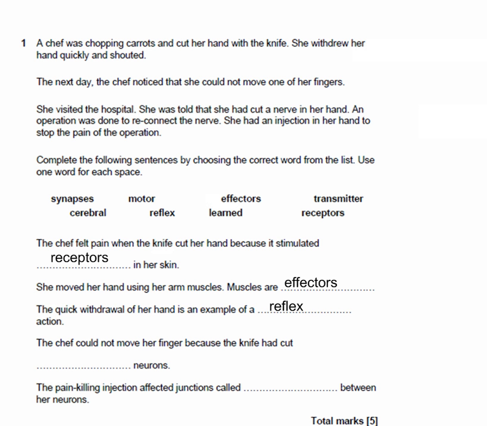The chef could not move her finger because the knife had cut something. Now, she couldn't move her finger. That can only mean one thing, that she's cut one of the motor neurons. So anything to do with movement is controlled by motor neurons. The painkilling injection affects junctions called something between her neurons, and the junctions between the neurons are called the synapses. So any time we talk about junctions between neurons, where neurons are connected together, they're called the synapses. So that was part 1, where we were just filling in the gaps with those words. So the key skill that you needed there is, do you know your vocabulary about this topic?